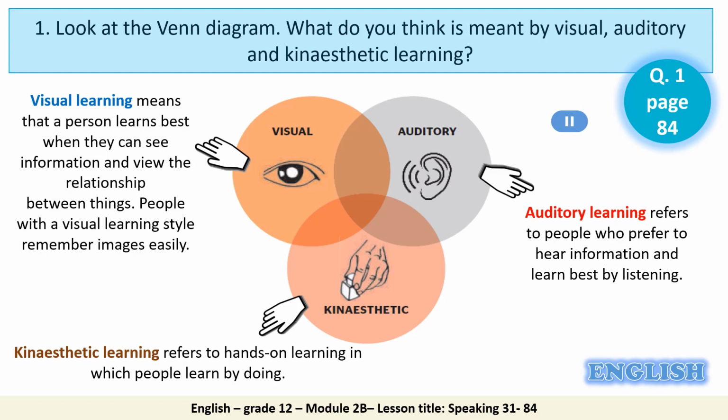Let's sum it up. Visual learners are the ones who learn best by seeing. Auditory learners are the ones who prefer to learn through listening and hearing. Kinesthetic learners prefer to have hands-on activity.